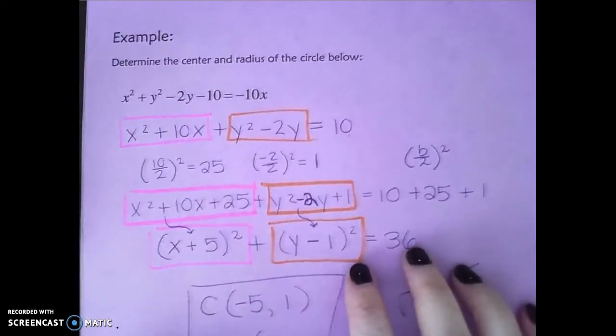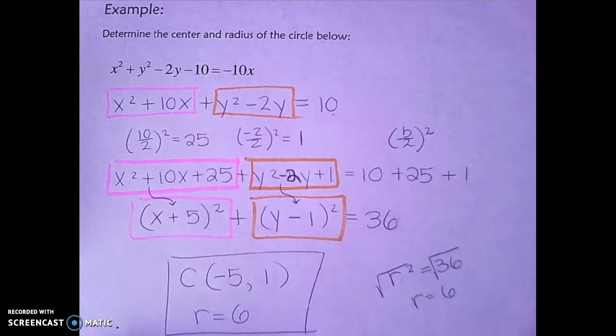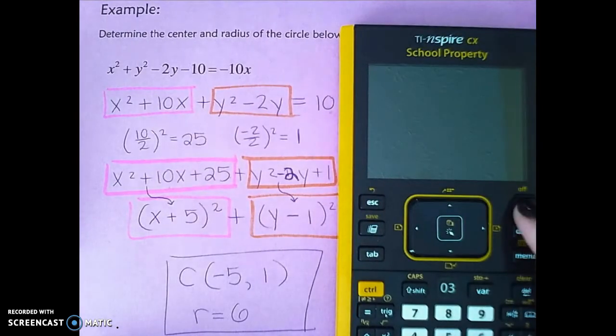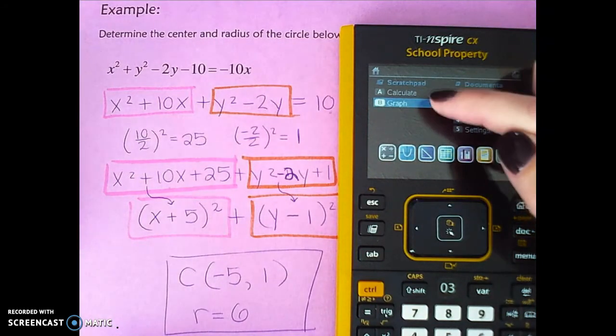So I'm going to use this example. This is our purple sheet from last time, to show you how we can use our calculator to check that work. So the first thing that I'm going to do is go to our scratch pad. Instead of going to the calculate screen that we normally go to, we're going to go to graph.